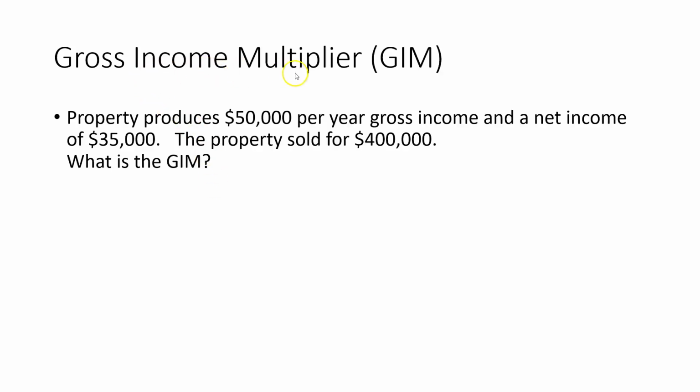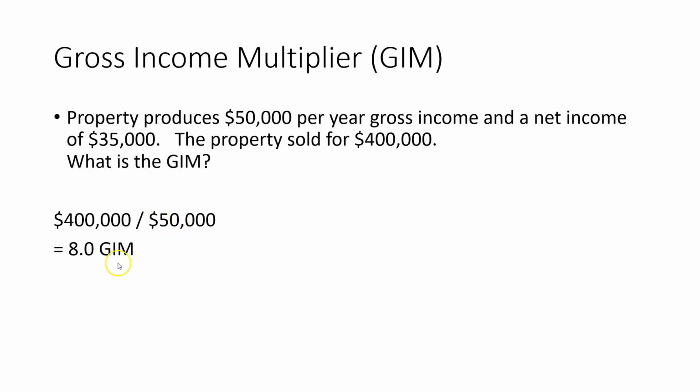Then we go on to the income multiplier. This is gross income multiplier, which is based on a year. Because income, I always think of rent, monthly, income, yearly. And it says the property produces 50,000 per year gross income and a net income of 35. A little bit of a distractor there, because we don't need to take that into account. We're after gross income. And the property sold for 400,000. What is the gross income multiplier? In other words, how many times does that 50,000 go into the 400,000? And the answer, of course, is 8.